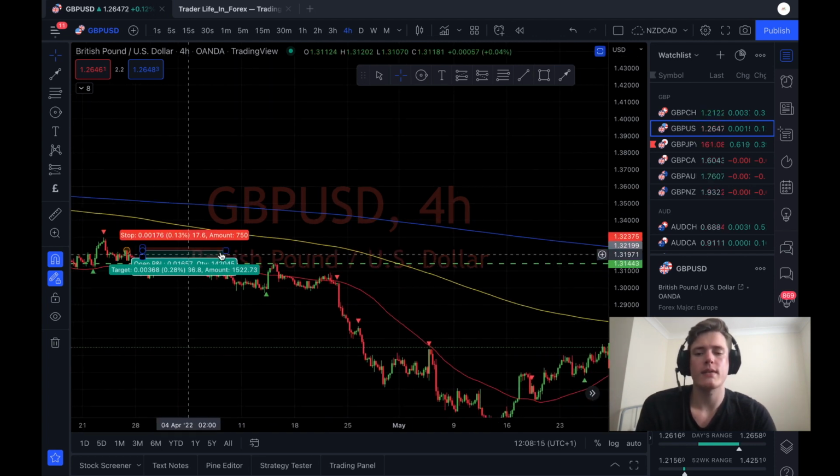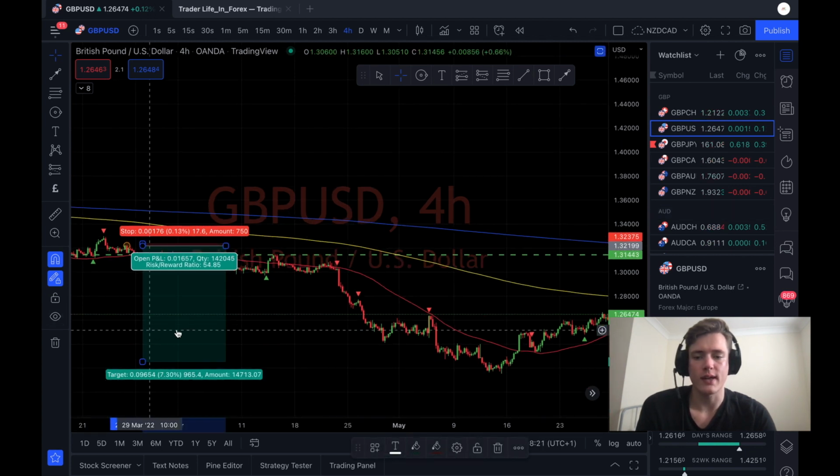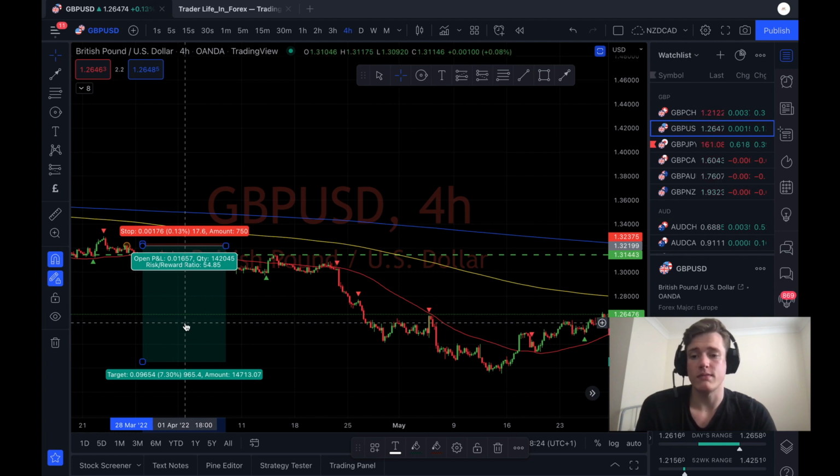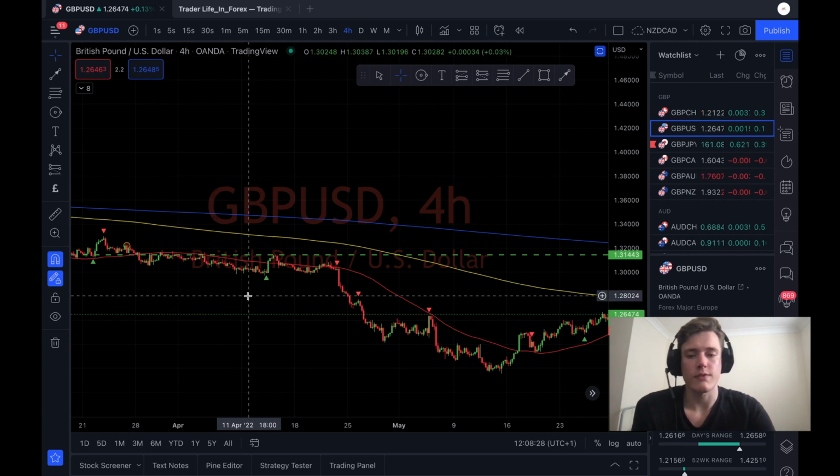It always comes back, always comes back. So with this one, you could have maximized that profit potential and actually had an amazing risk reward, 1 to 54 there. So these trades are totally feasible to take.